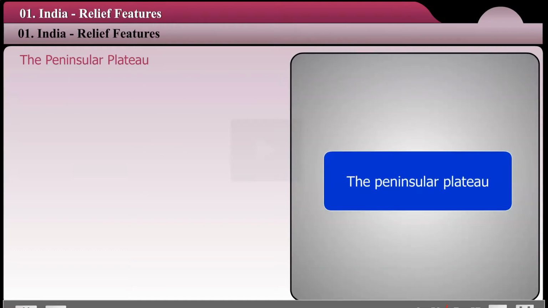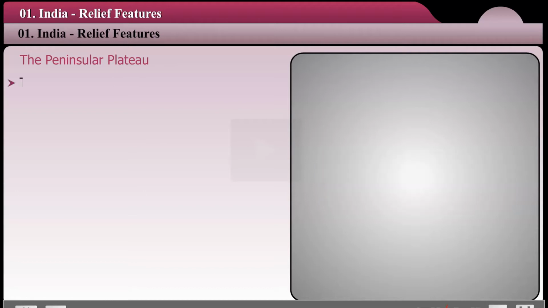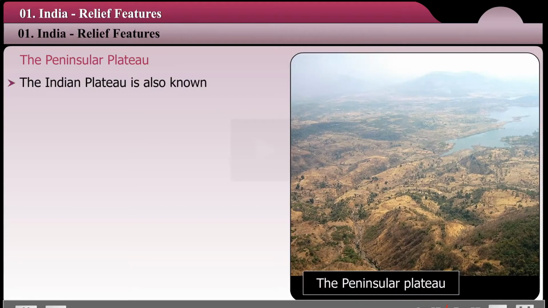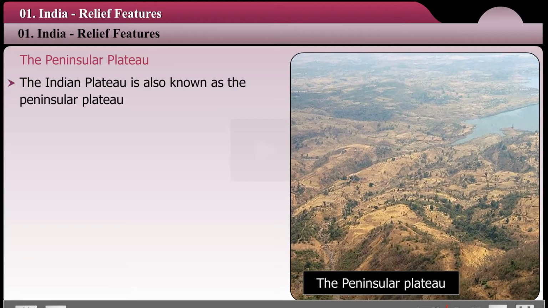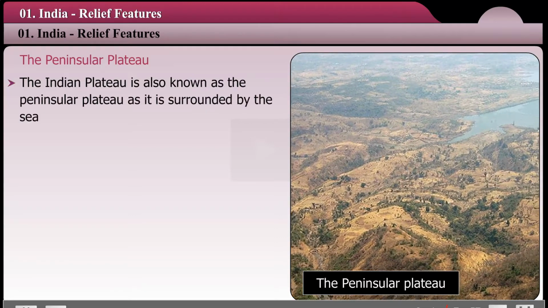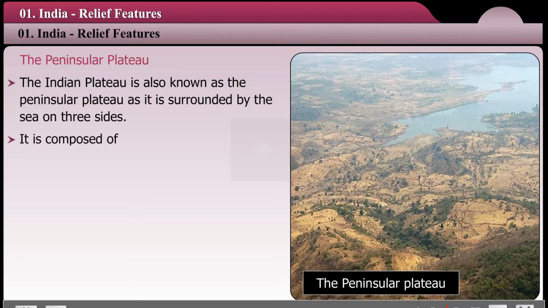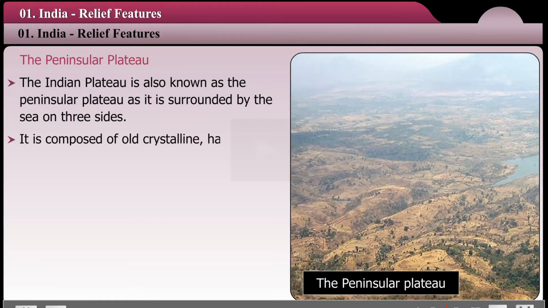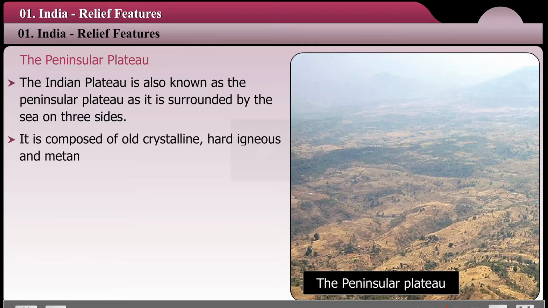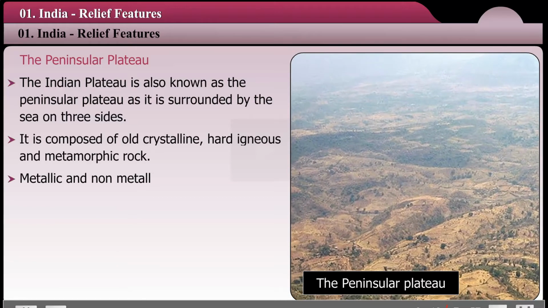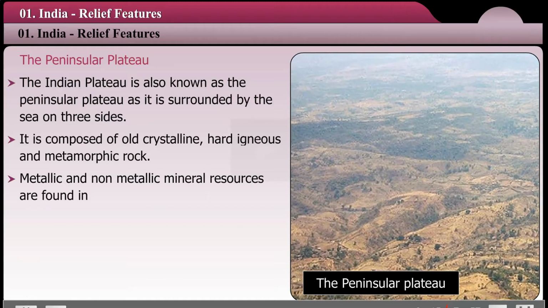The Peninsular Plateau. The Indian Plateau is also known as the Peninsular Plateau as it is surrounded by the sea on three sides. It is composed of old crystalline, hard igneous and metamorphic rock. Metallic and non-metallic mineral resources are found in this region.